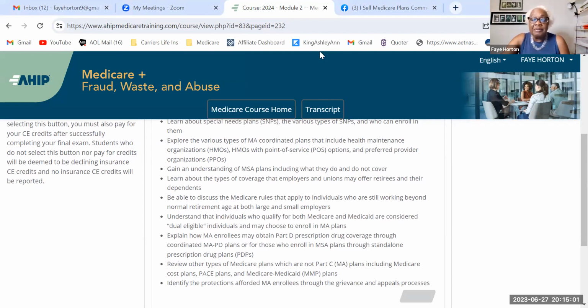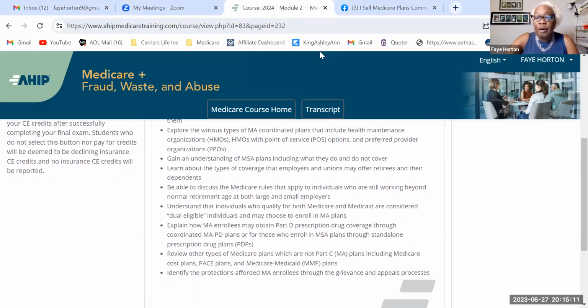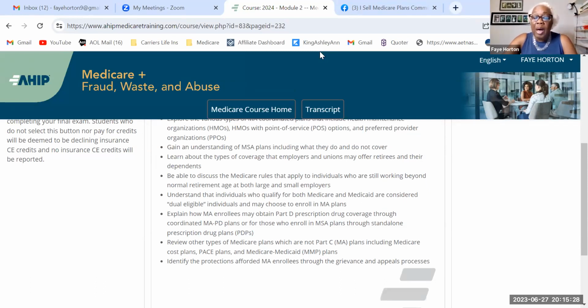You'll learn about the types of coverage that employers and unions may offer retirees and their dependents. You'll be able to discuss the Medicare rules that apply to individuals who are still working beyond normal retirement age in both the large and small employer businesses. You'll understand that individuals who qualify for both Medicare and Medicaid are considered dual eligible.